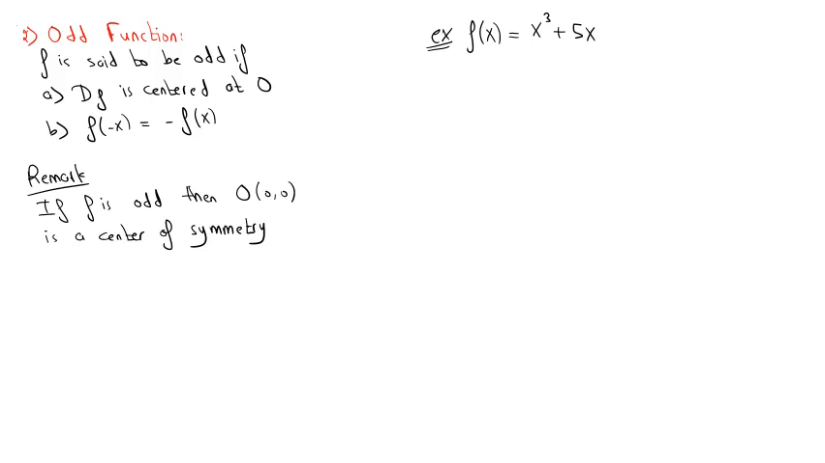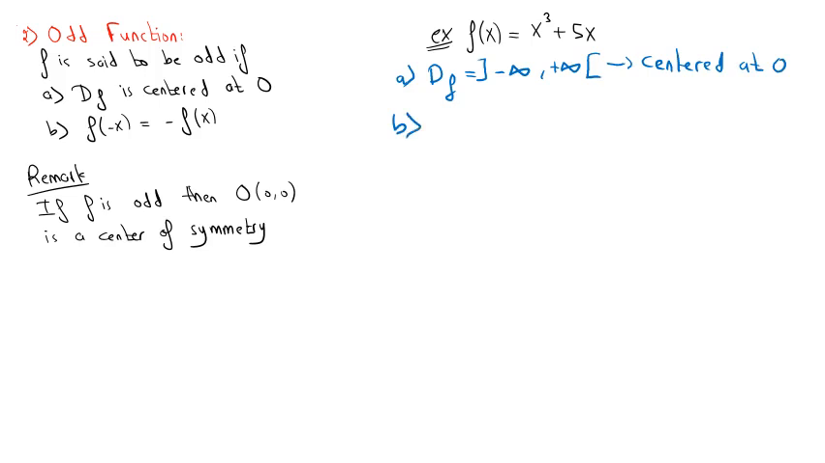when we draw the function graphically. Example here, f of x equals x cubed plus 5x. First condition, the domain. It is a polynomial function, then the domain is minus infinity, plus infinity. Minus infinity, plus infinity is centered at any real number, then this is centered at 0. The first condition is done.